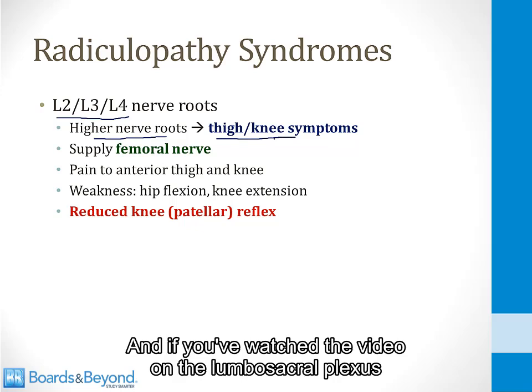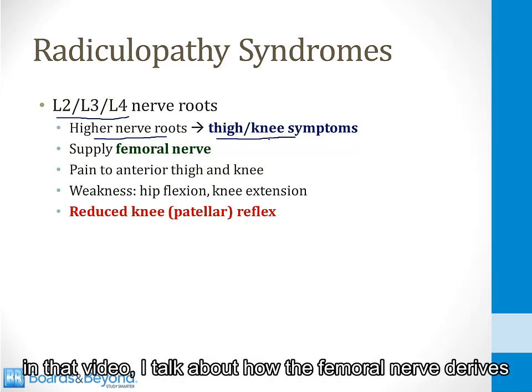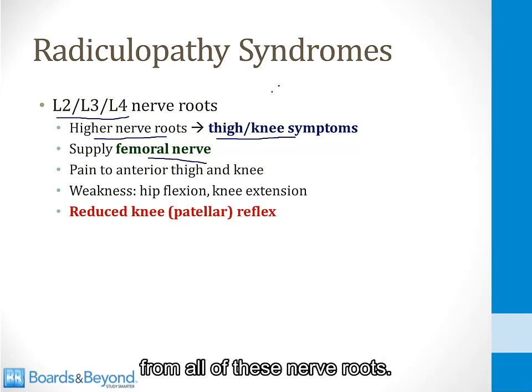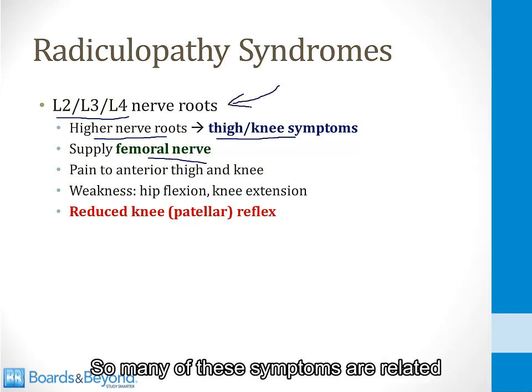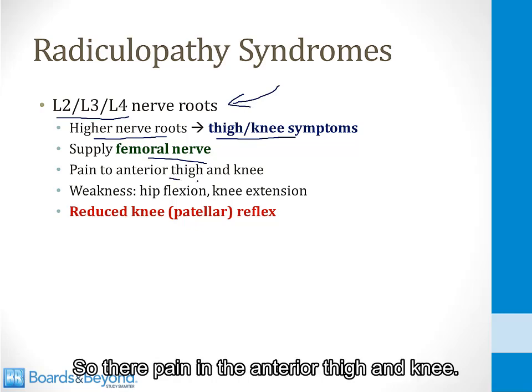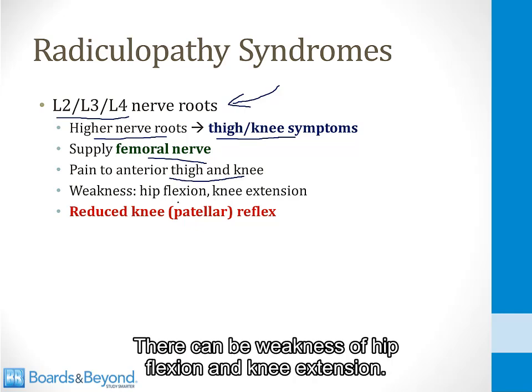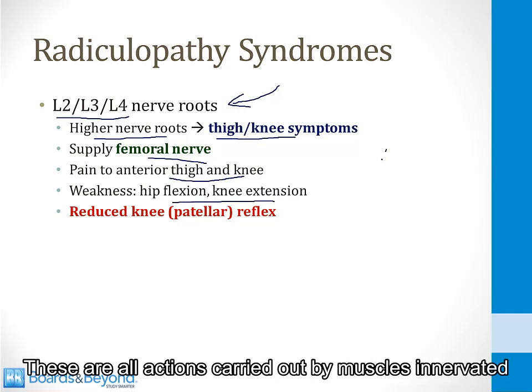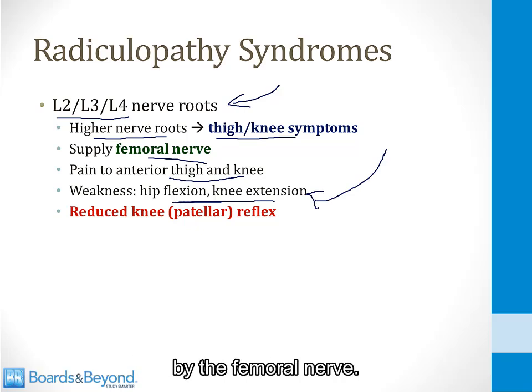If you've watched the video on the lumbosacral plexus, in that video I talk about how the femoral nerve derives from all of these nerve roots. So many of these symptoms are related to dysfunction of the femoral nerve. There can be pain in the anterior thigh and knee. There can be weakness of hip flexion and knee extension. These are all actions carried out by muscles innervated by the femoral nerve.